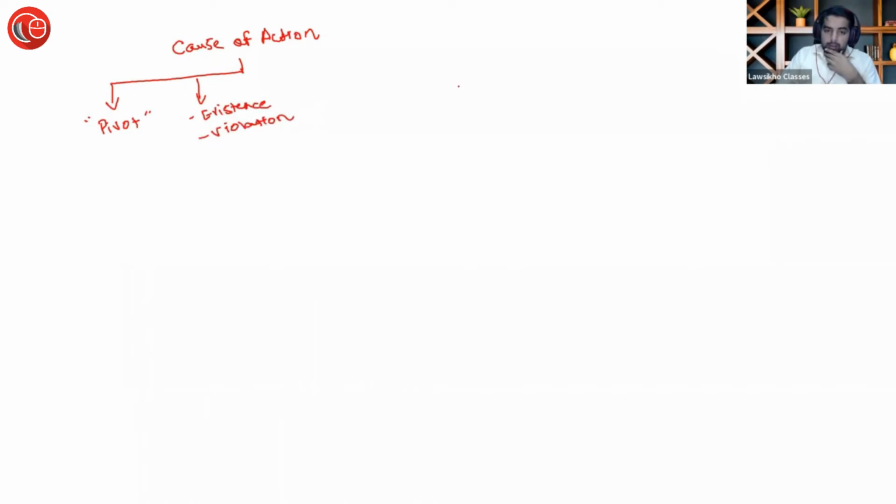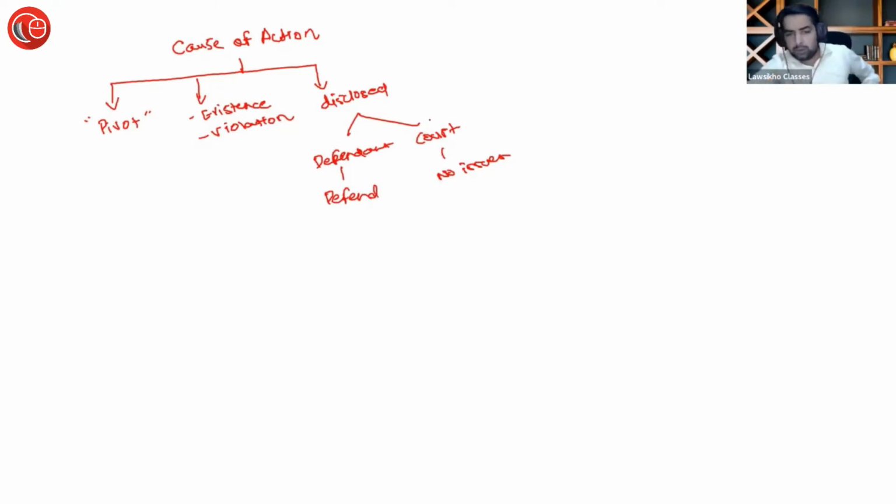Then the third thing we understood was that the cause of action has to be disclosed clearly. Now, if it is not disclosed, what will happen? The defendant will not be able to take defense properly, and the court will not be able to frame issues properly. So both of them will face problems.